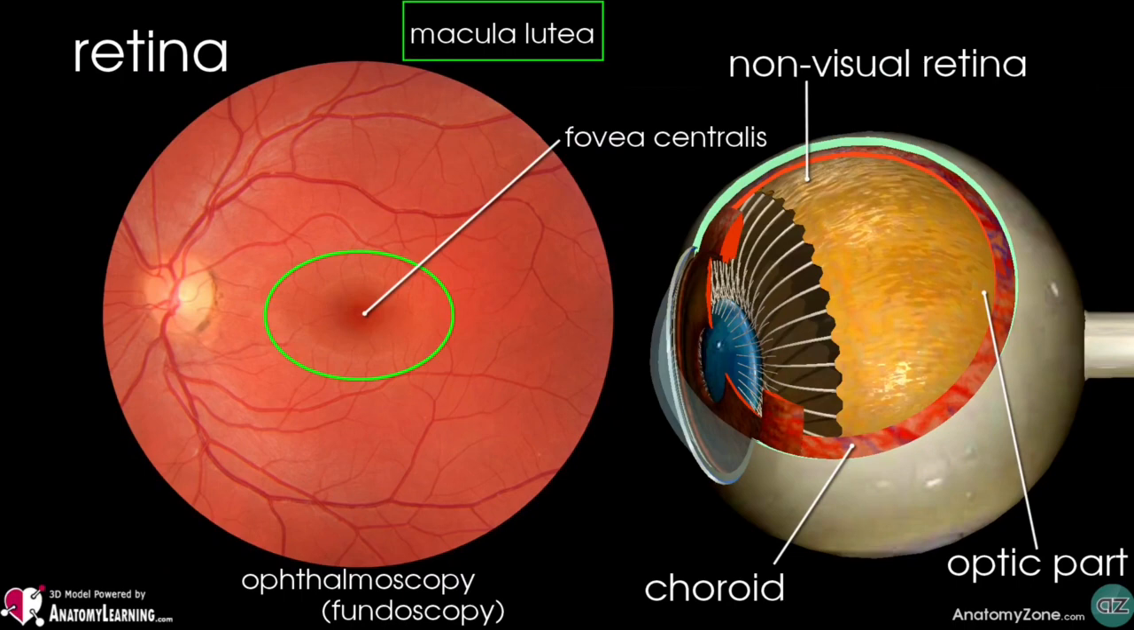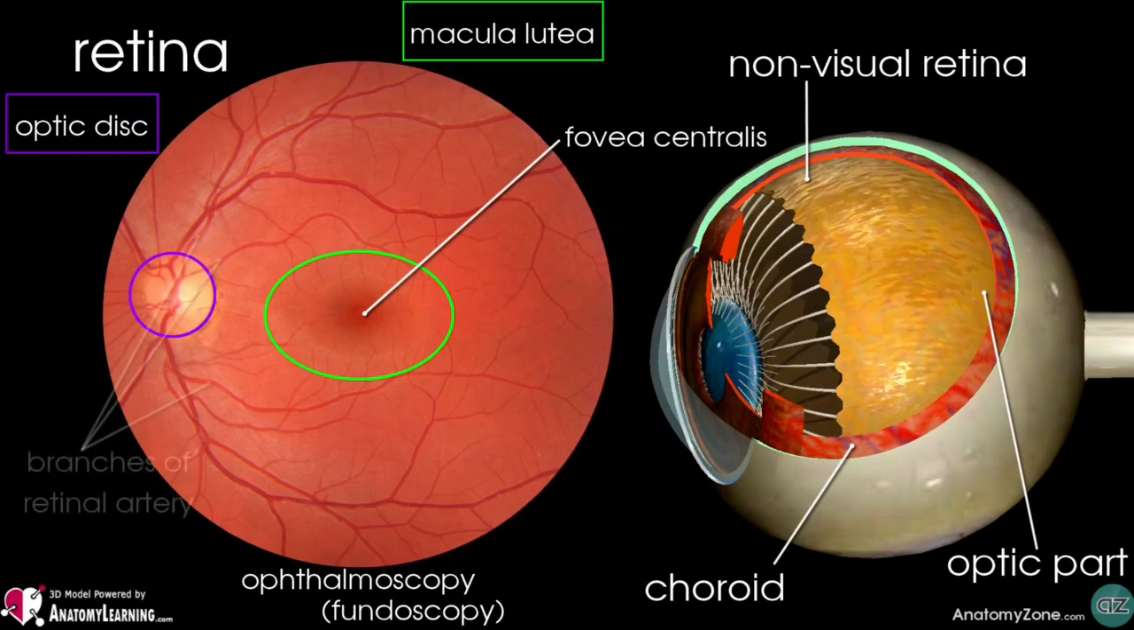The area where the optic nerve enters the retina is known as the optic disc. It contains no light detecting cells and is therefore referred to as the blind spot of the retina. The central retinal artery enters at this point, and its branches are visible when viewed during fundoscopy.